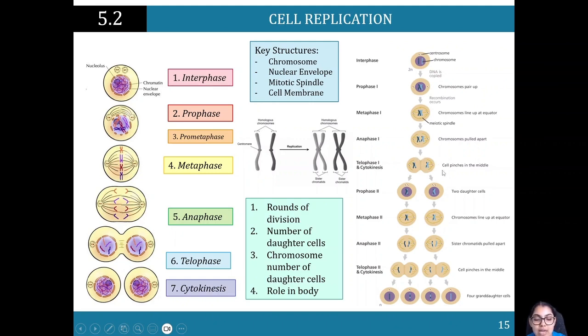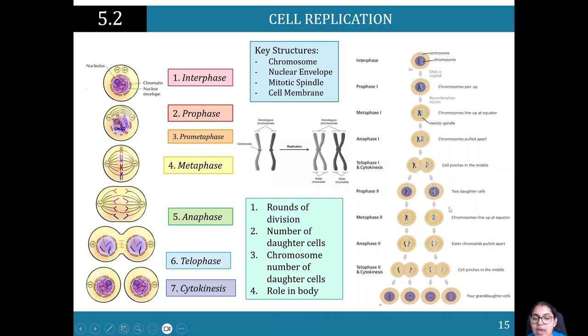Then telophase 1 and cytokinesis happen, so that the cell can pinch in the middle and become 2. Then we go all over again, but this time we don't have an interphase. We go straight to prophase 2. So in prophase 2, the two daughter cells line up again. And again, we have metaphase.